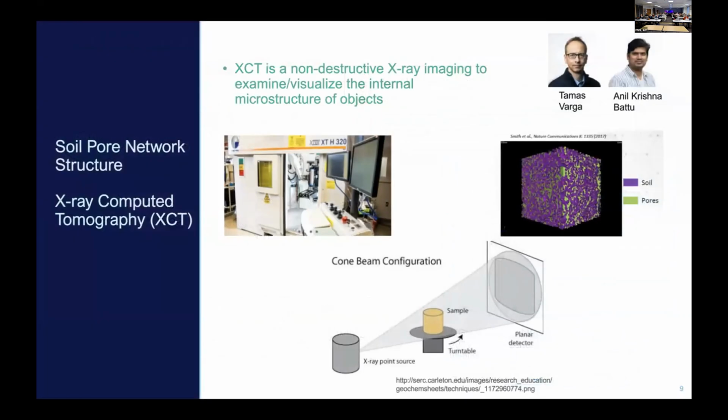With that, the next analysis is the XCT, X-ray computed tomography. It provides you the soil pore network structure. Thomas and Anil are leading that analysis at EMSL. XCT is a non-destructive X-ray imaging tool to examine and visualize the microstructure in your soil cores. The image on the upper left is our XCT instrument here at EMSL.